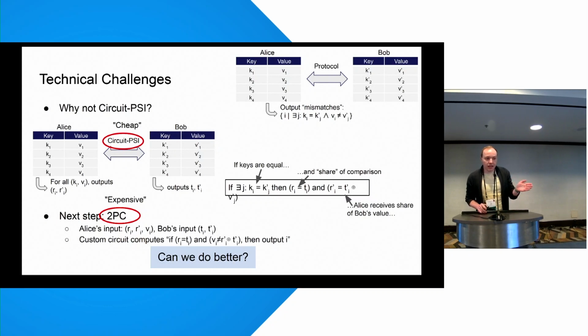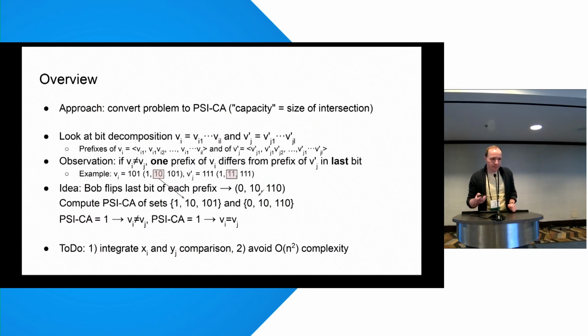computing the circuit PSI is cheap. There are existing protocols for it, and what we get out of that is that if the keys are equal, then we get a share of the comparison and a share of the value. But in order to compute the expensive part, which is the mismatch, we would have to engage in a two-party computation protocol. We would have to compute the statement whether the keys match and the values don't match. And that is very expensive because it has high bandwidth requirements.